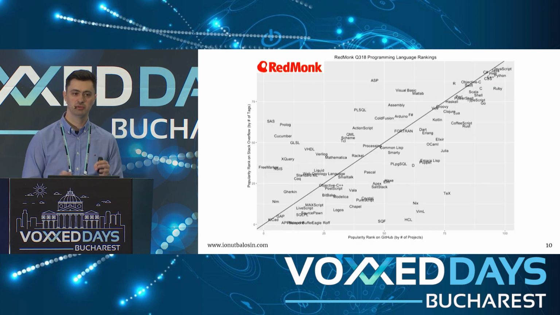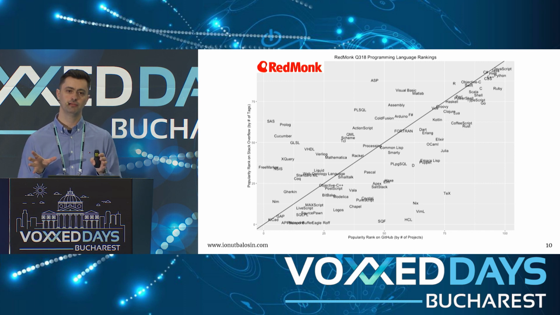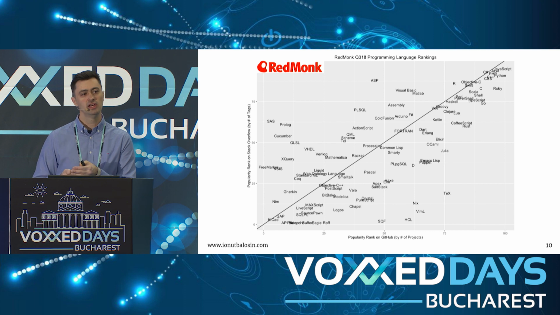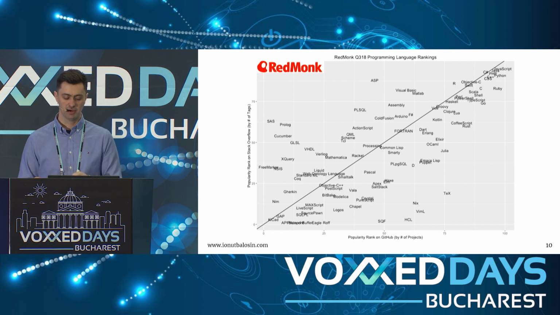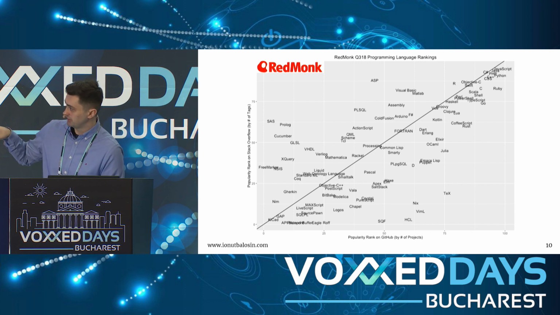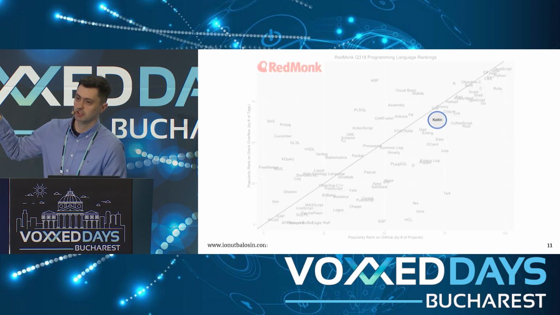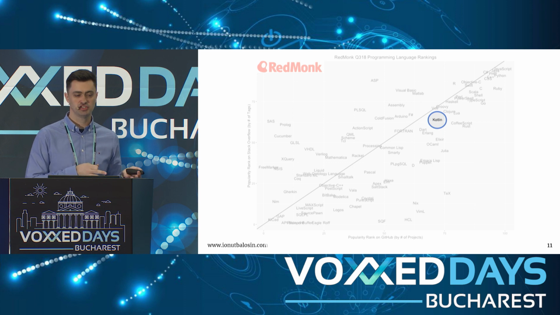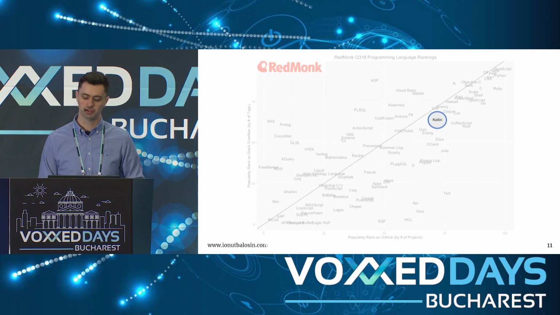And RedMonk uses Stack Overflow and GitHub tags in order to rank the programming languages. And this it's a bit cluttered, but you see Kotlin over there. So I would say it has a good spot. Being such a new language, it has a good spot.